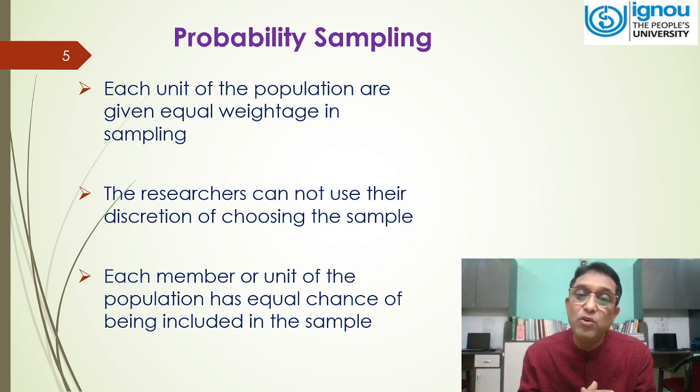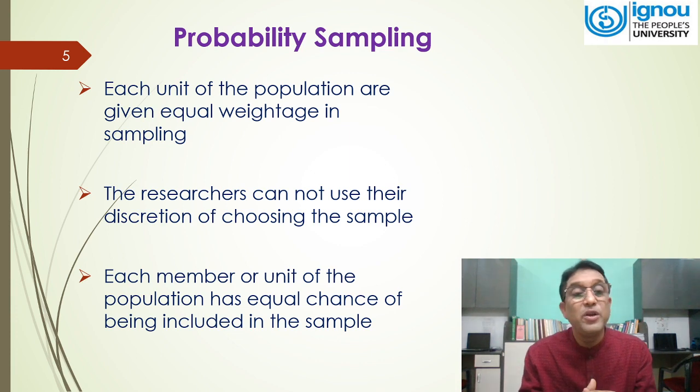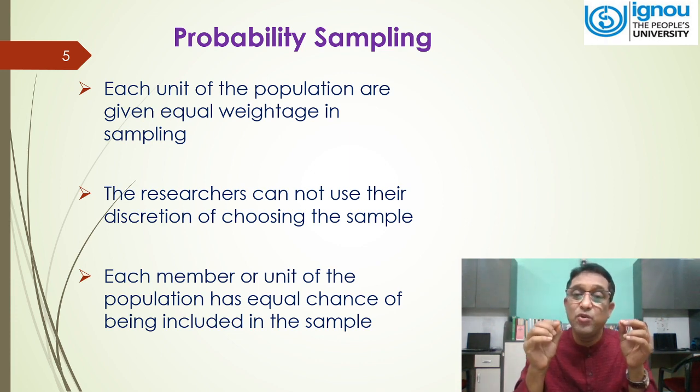If the researcher does certain manipulation or shows certain bias, then ultimately that will affect the research and its result, but that will not come under probability sampling. Okay, so keep it in your mind.